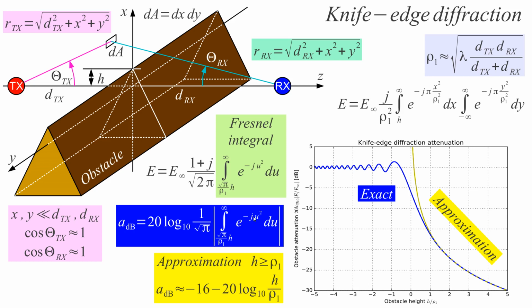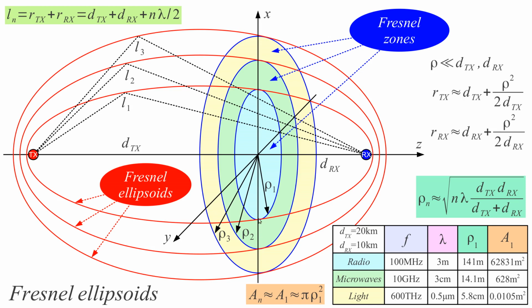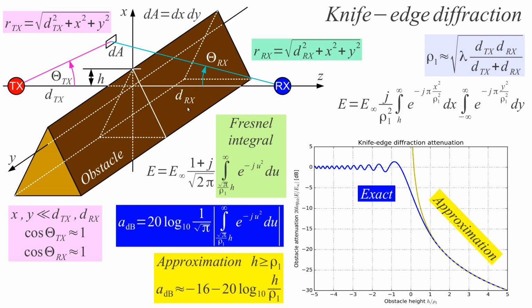And the exact solution is the blue line here, and the obstacle height is depicted as the ratio of h over rho 1. So the ratio of h compared to rho 1, so this is minus first Fresnel zone, this is plus first Fresnel zone. If we go to the previous picture, this is from here, from minus rho 1 to plus rho 1 here, but in Cartesian coordinates.